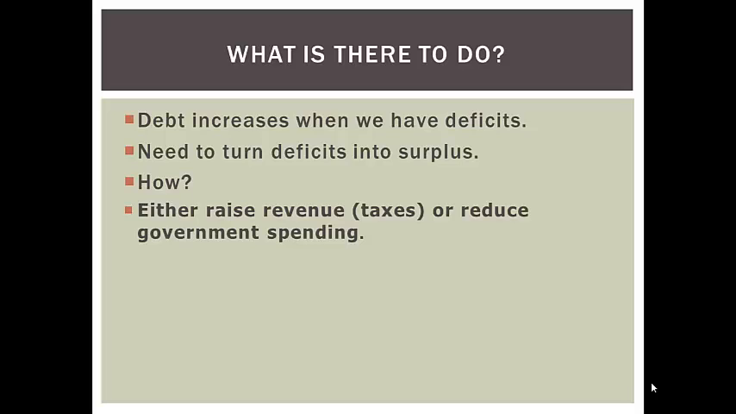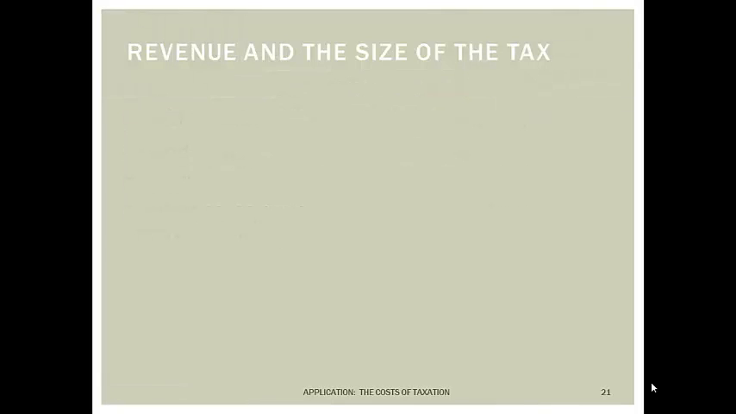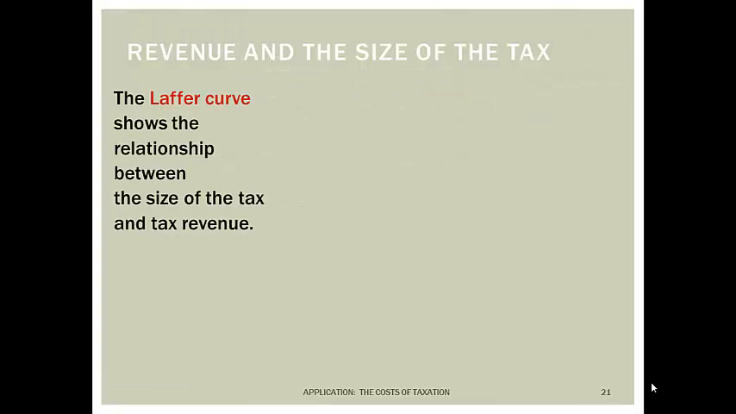How do we do that? We can either raise revenue through manipulating taxes, or we can reduce government spending. So let's look at each one of these possibilities. How is the revenue related to the size of the tax? We have what we call a Laffer curve that shows the relationship between the size of the tax and the tax revenue.